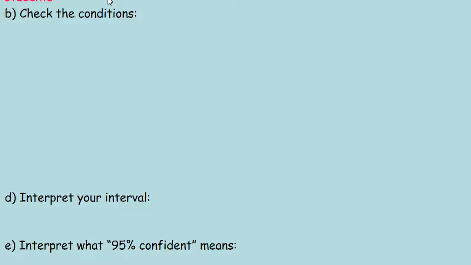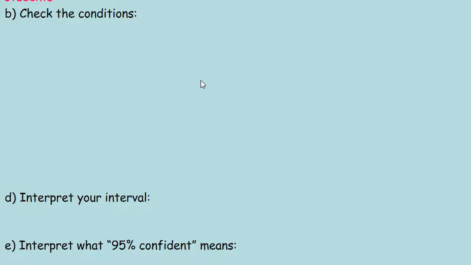Define the parameter. I would just put P1 minus P2 is the true difference in the proportions of African American minus Hispanic medical students. And that's the way I'm going to subtract. I'm going to subtract African American minus Hispanic in that order. So African American is going to be P1, and then the Hispanics are going to be P2. So that's the first step, define the parameter.